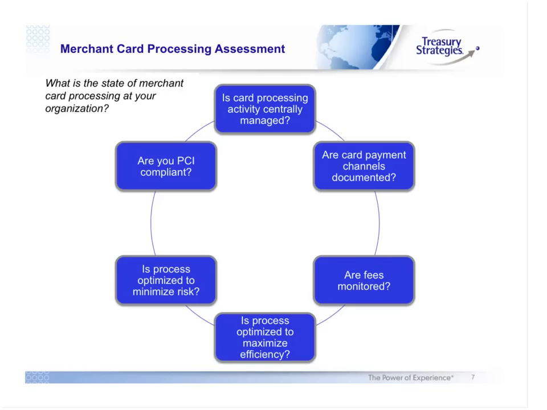Then you want to ask yourself, are card payment channels documented? So one of the first things you think about is, how do card transactions come into our organization? Do we have a lockbox? If we have a lockbox, are card transactions being submitted through there? Are people filling out remittance coupons and writing card numbers and expecting us to process them? Do we have a website? Do we have 2 websites? And how are card transactions coming in that way? Are we taking cards over the phone? And do we have point of sale? So obviously if you're a retailer, you're going to have a lot of point of sale transactions. And so you need to document the various channels by which cards come in.